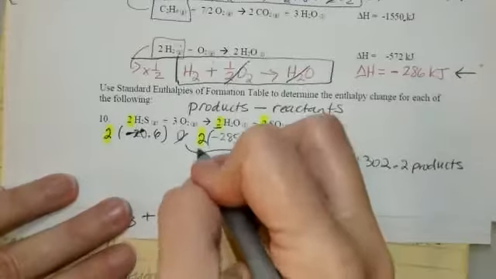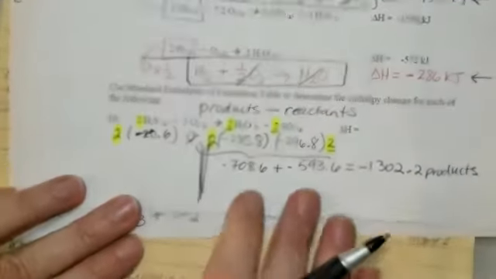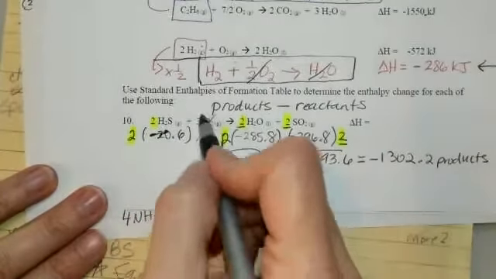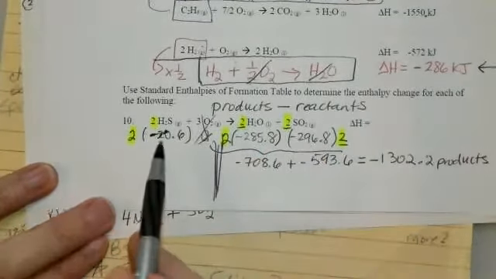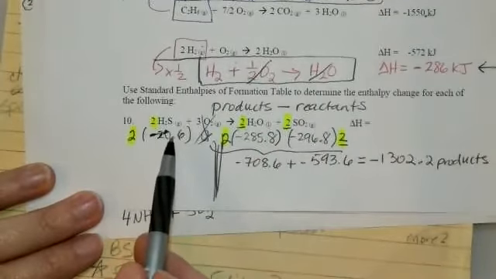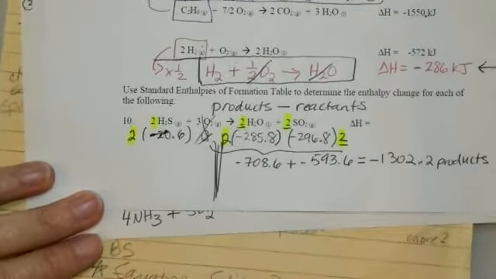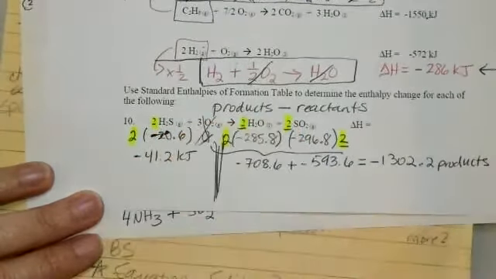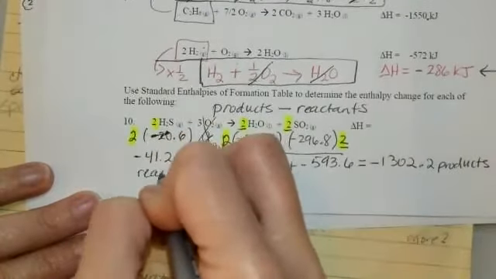All right, now kind of like breaking this down the middle, I'm going to look at my reactant side, right? The oxygen is a 0, so I don't even have to worry about it. And then for that hydrogen sulfide, H2S or dihydrogen sulfide, I've got the 20.6 negative times 2. So that's negative 41.2 kilojoules. All right, and that's for my reactant side.